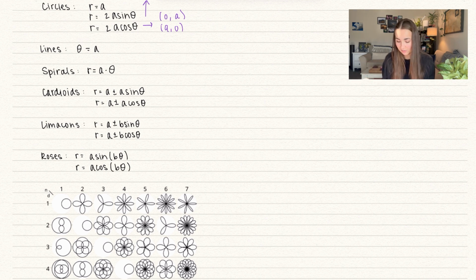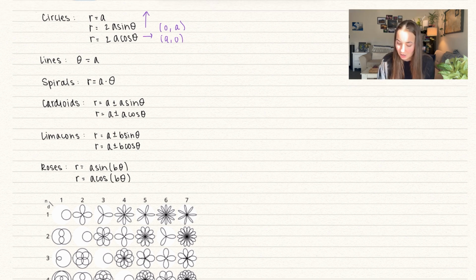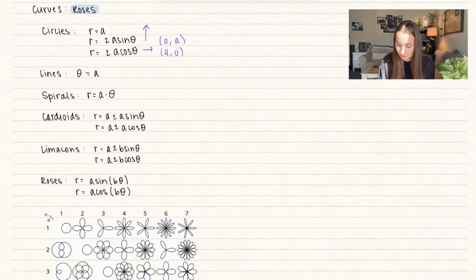So the next type of curve that we're going to move into today is called a rose, and it has two forms. We have r is equal to a times sine of b theta, and r is equal to a times cosine of b theta. Notice this is super similar to our circles, 2a sine theta and 2a cosine theta. The only difference here is we have b times theta, so on the inside of the sine or cosine, we have a value times our theta.